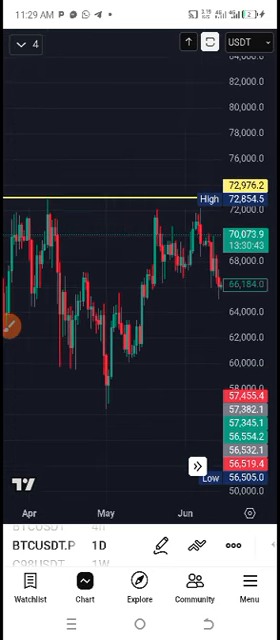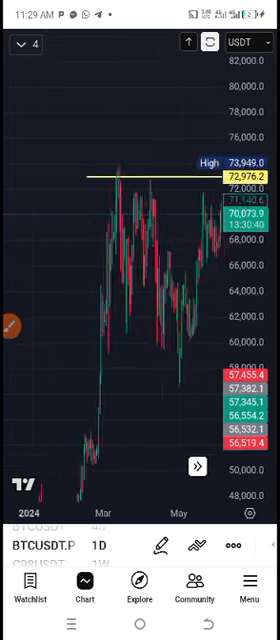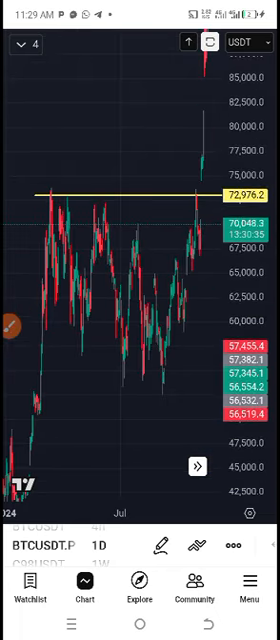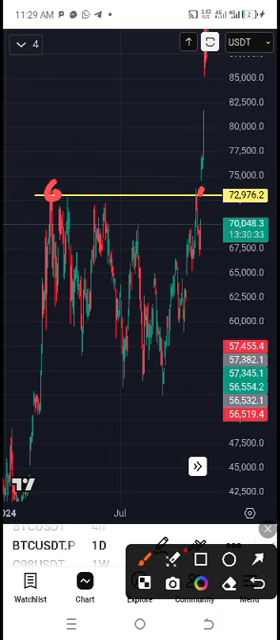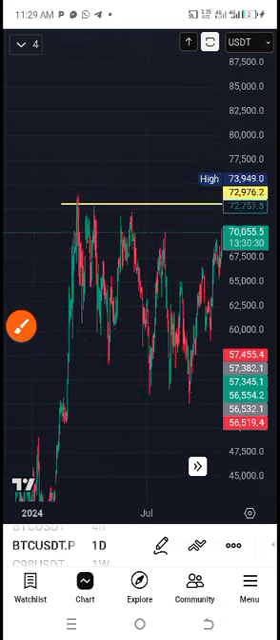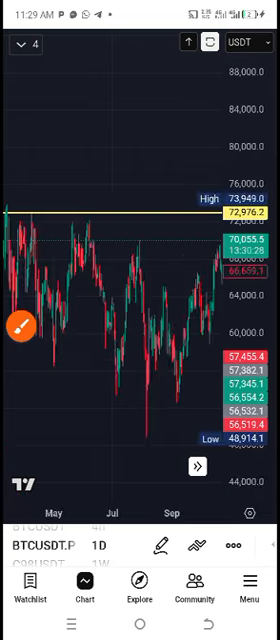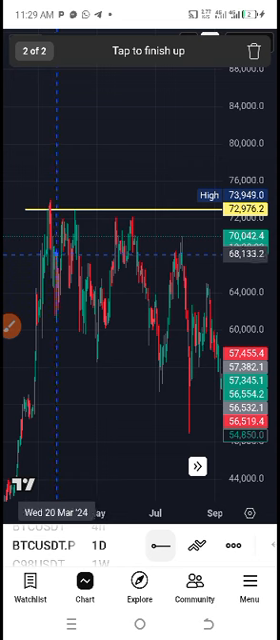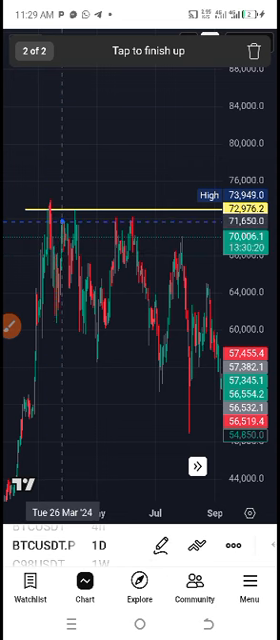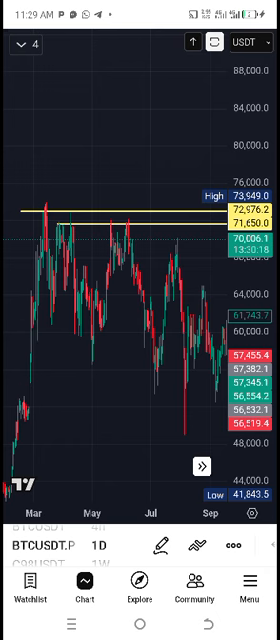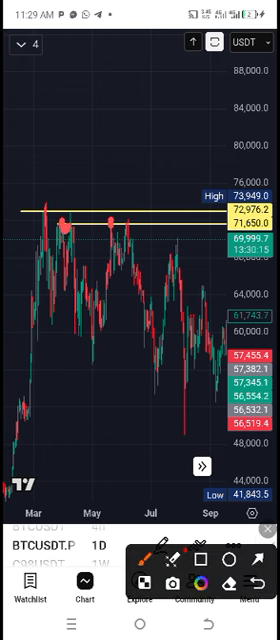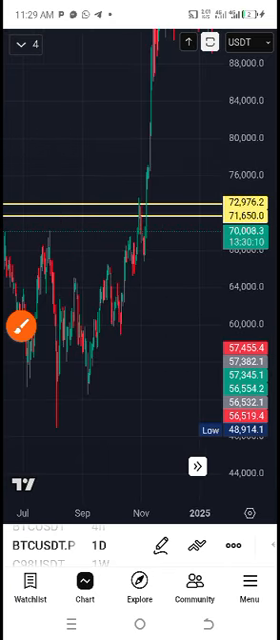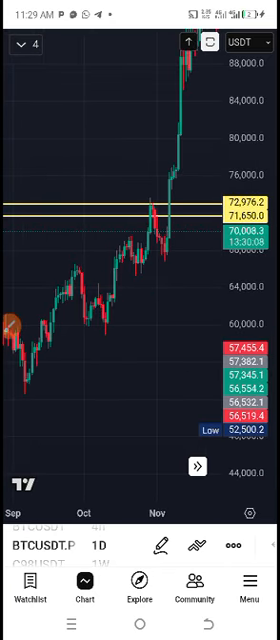Now on this side we can say we had a touch here. We have a touch here, we have a touch here. There are more touches. That's why we call it a zone. We have another level here. We have touches, and that is why we call it a zone. And the breakdown here.